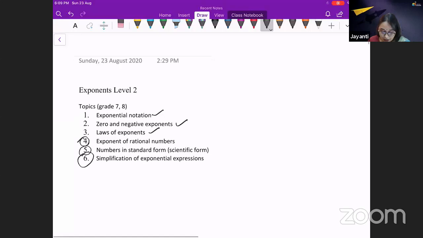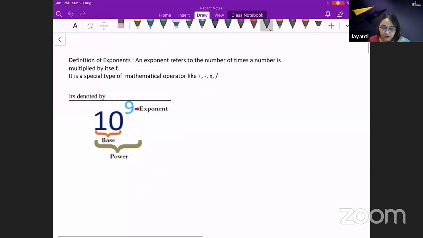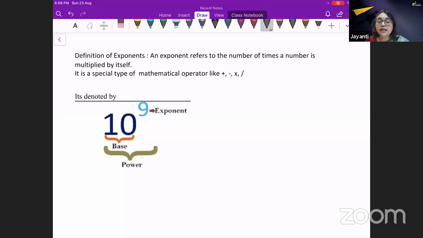So let me just start off with the definition. I would always like to start any class by defining the purpose of the class. Again, revisiting what we have done, exponent refers to the number of times a number is multiplied by itself. So repeated multiplication is represented with exponents. Again, I'm reiterating, it's a special type of mathematical operator, same like addition, subtraction, multiplication, and division. It is denoted by a base number and an exponent. So this is a base and this is an exponent, and this whole together is known as power. So do not use power and exponent colloquially. They are not the same. They are different, right?